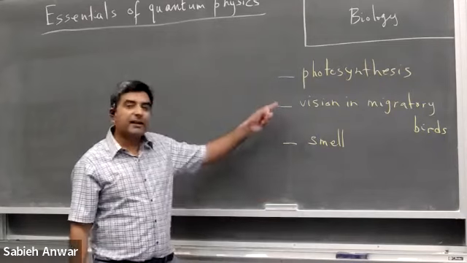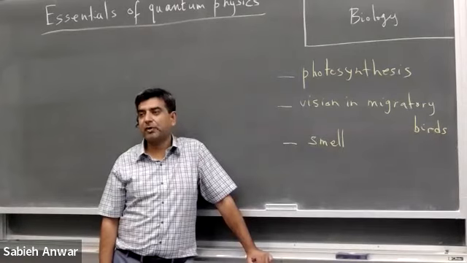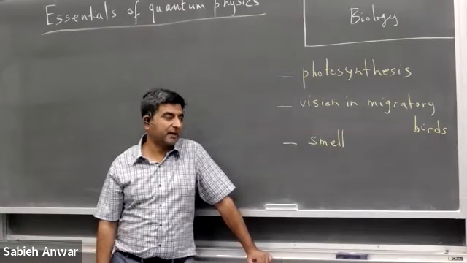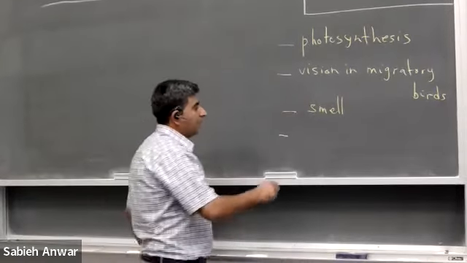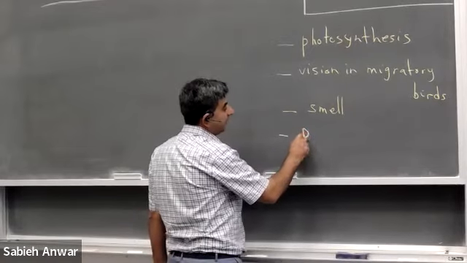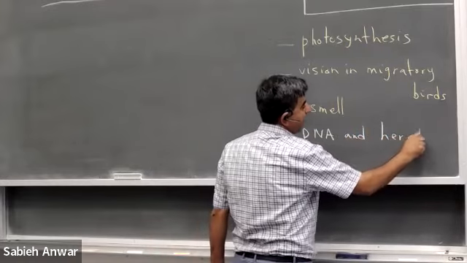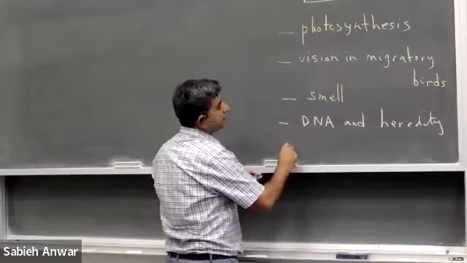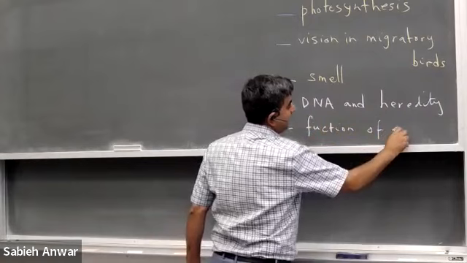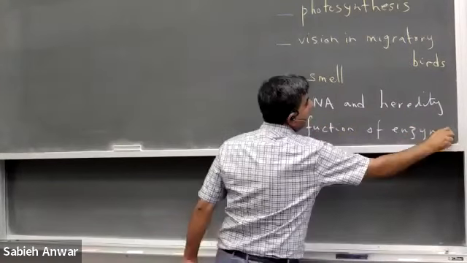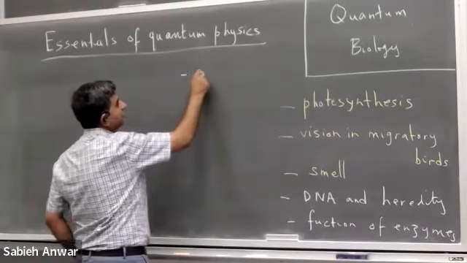There are other phenomena in the human body or in animal bodies that can also be ascribed to quantum mechanics. One of them, for example, is DNA and heredity. The other is the function of enzymes. And one last frontier where quantum mechanics might come to the rescue is consciousness itself.